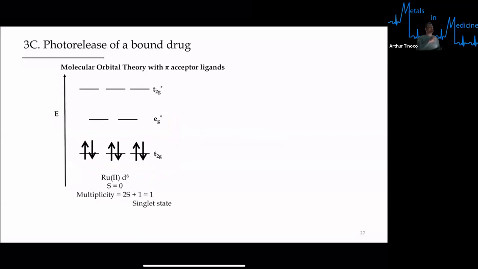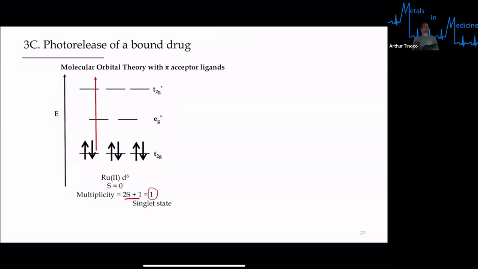All right, so just to characterize this. D6, low spin, you have an S equals 0. An important terminology is the multiplicity. Multiplicity is 2S plus 1. From that, we get the multiplicity of 1, which defines this as a singlet state. So I think we discussed this earlier in the course, how we can calculate that.